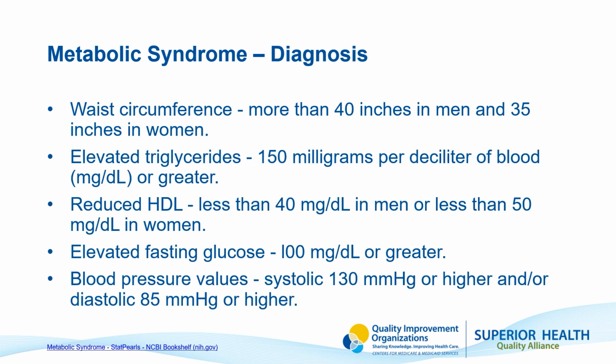Here are the 5 criteria used in diagnosing metabolic syndrome. Waist circumference, so more than 40 inches in men and 35 in women. Elevated triglycerides, and that's a bad cholesterol. Reduced HDL, which is your good cholesterol, so less than 40 in men or less than 50 in women is not good. And elevated fasting glucose, such as 100 or greater, and your blood pressure values, a systolic reading of 130 or higher, and a diastolic of 85 or higher.